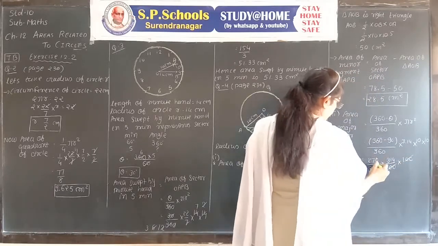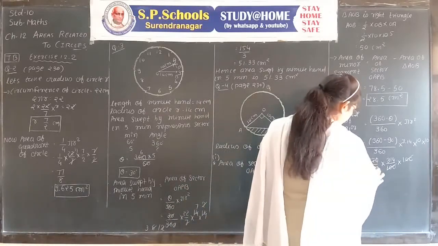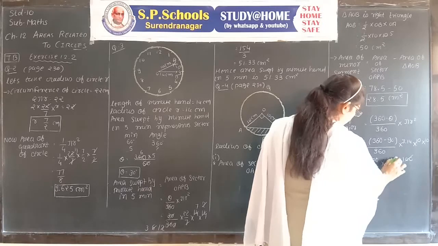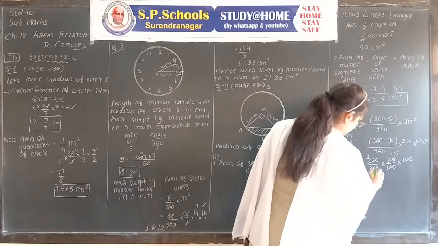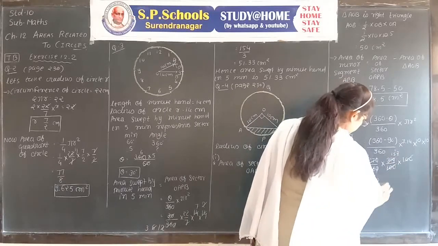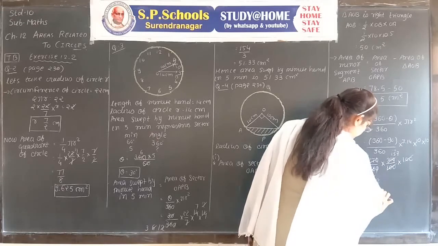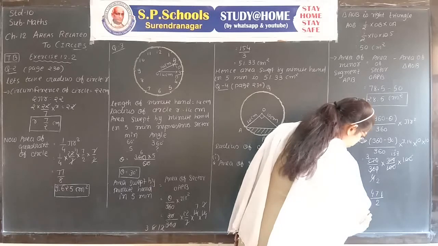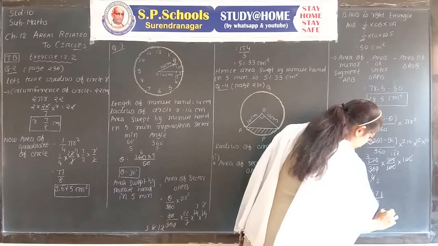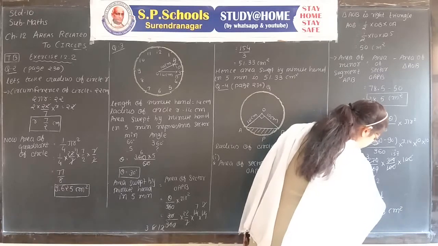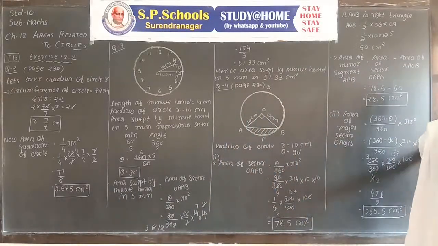100 is cut, 0 cut, by 9, 27 and 36 are divisible. 9 3s are 27 and 9 4s are 36, 2 2s are 4, so 157 into 3 is 471, divided by 2, and we get 235.5 centimeter square. It is the area of the major sector.